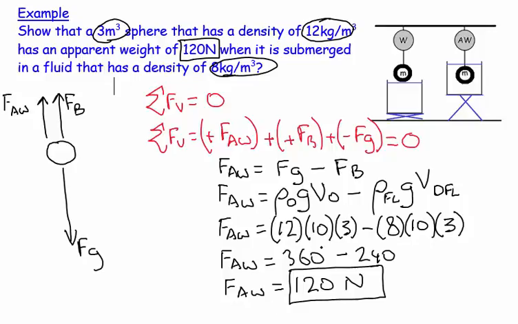So let's recognize that in the absence of this buoyant fluid, the weight of the object would be simply its density, which is 12, times its g, which is 10, times its volume, which is 3, which would be 360 newtons. But simply because we surround it by a fluid of density 8 kilograms per cubic meter, the reading on our force gauge is reduced to 120 newtons, and that is the apparent weight. And there we have it.